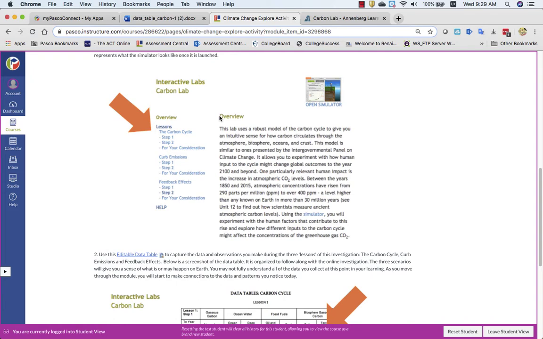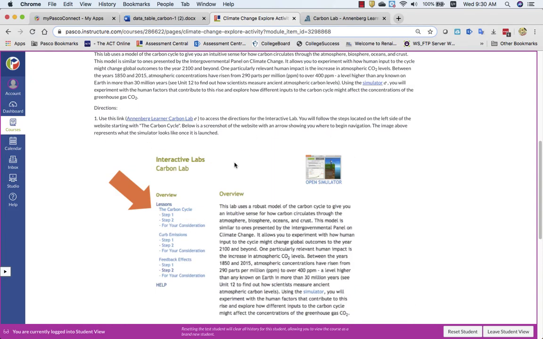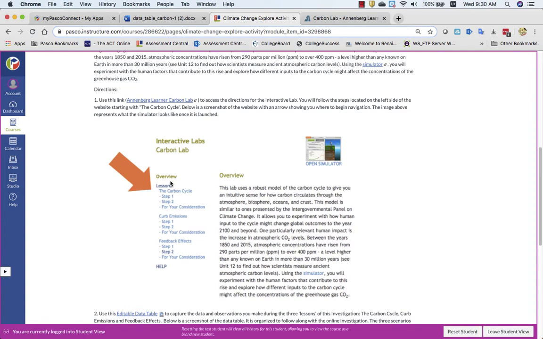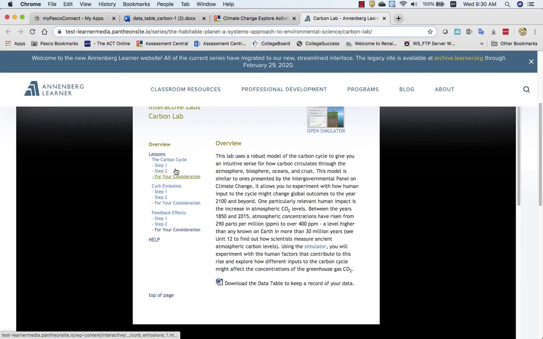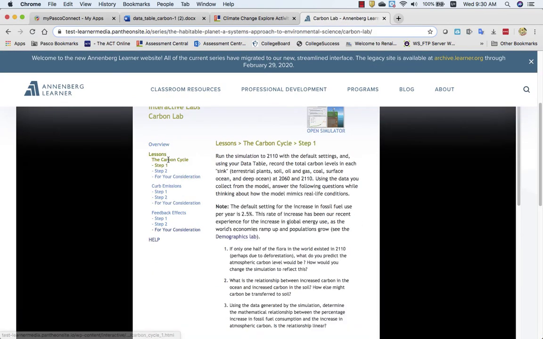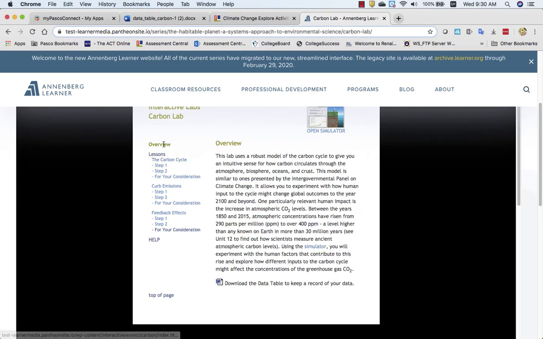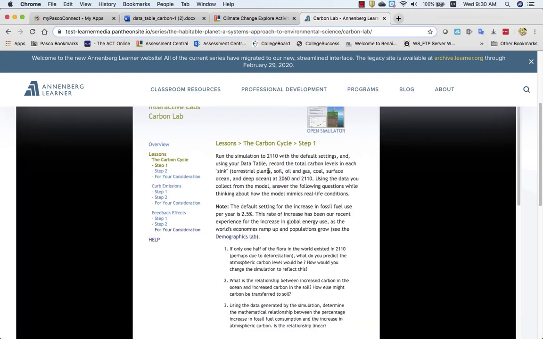All right. For this simulator, these are the directions in the Canvas page. This is a screenshot, and the directions for the lab and how you go through it are right here on the left-hand side. If we go back to the simulator, here are the directions right here. The first one is an overview that talks about the simulator. Then the first step is the carbon cycle, and it tells you exactly what to do. It says run the simulation to 2110 with the default settings, and using your data table, record the total carbon levels in each sink. And it tells you which sinks.